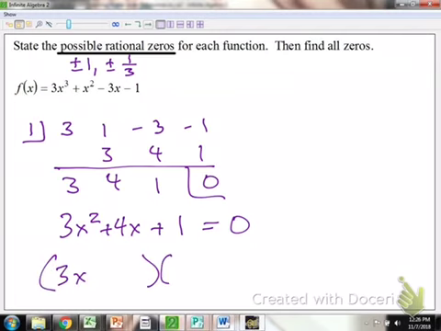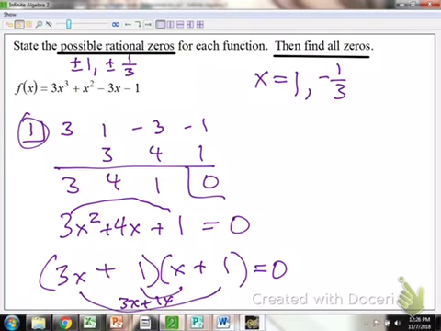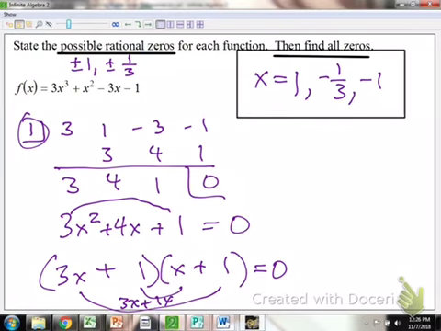3x and x for that. The factors of 3 that add up to be 4 are 3x plus 1x. And so this needs to be plus 1 and plus 1. And that means that my zeros are x equals 1, which we found here with synthetic division. And then negative 1/3 and negative 1 will be the remaining two zeros that we find from these two factors here from that quadratic polynomial that results.